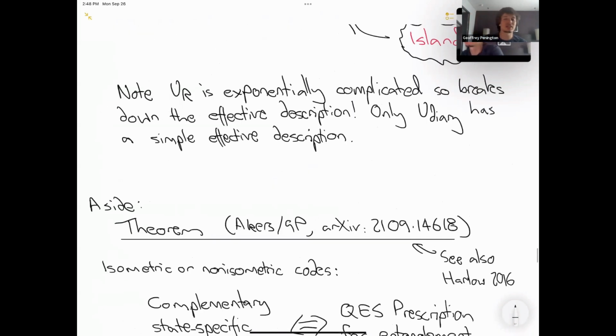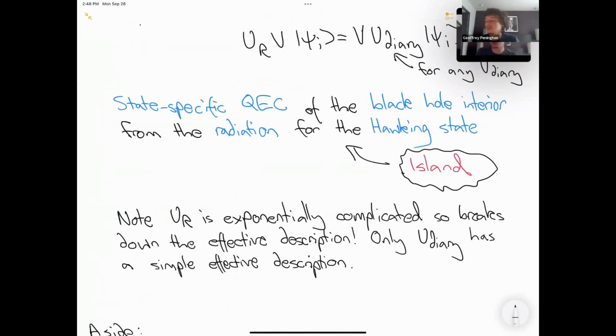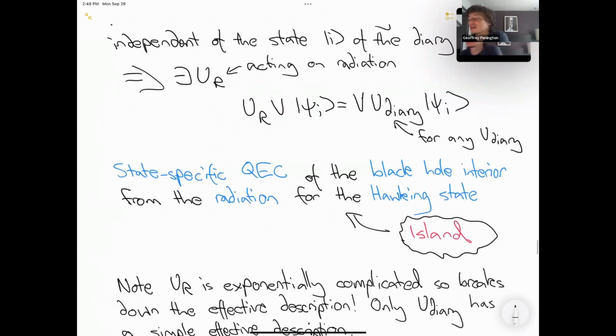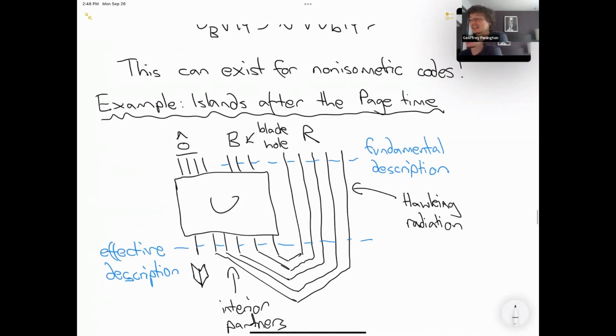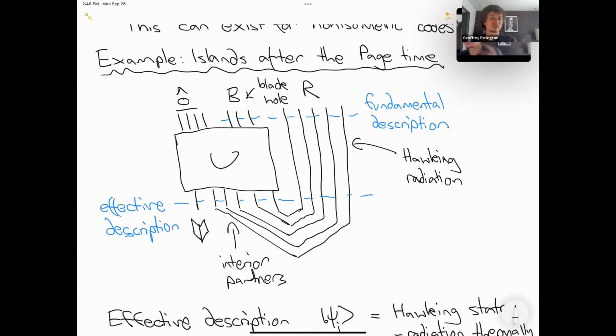Okay, so one comment that I wanted to make here is that it might be confusing that UR is also an operator that just acts in the effective description, right? Nothing has happened to the radiation in the effective description, and we're just applying some UR over here, and yet I'm claiming it's doing the same thing as the U diary acting on the diary degree of freedom, which is an independent degree of freedom in the effective description. Okay, so that's sort of paradoxical within the effective description, but that's fine, and it's fine because it turns out that U big R will always be exponentially complicated.